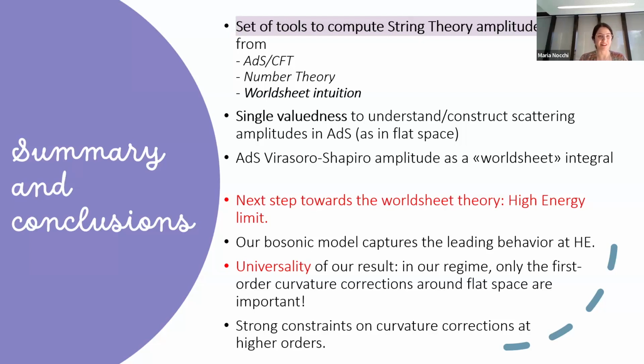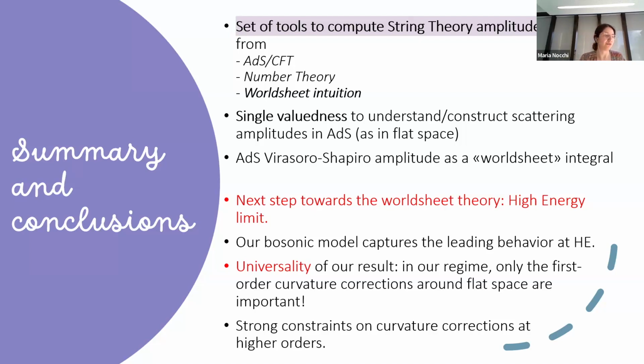So following the question that I received before, this model is a bosonic model, but still captures the leading behavior at high energy. And our result is universal in the sense that in our regime, which is a specific regime where, again, we keep just the leading large energy contribution, only the first order curvature corrections around flat space are important. And if you wonder how to use all this, because it seems to be a very specific computation, which is nice and exact, what's more, now you can use this result to constrain the curvature corrections to higher orders.